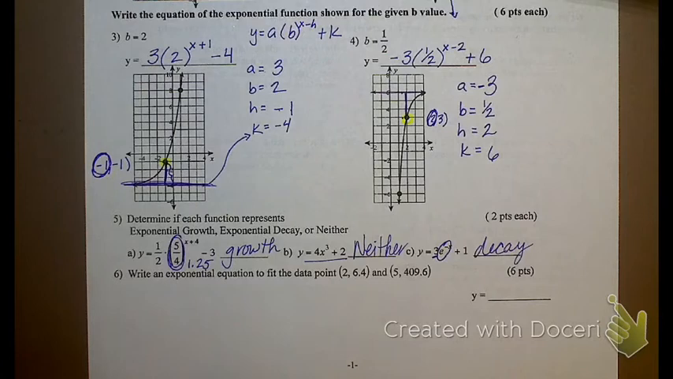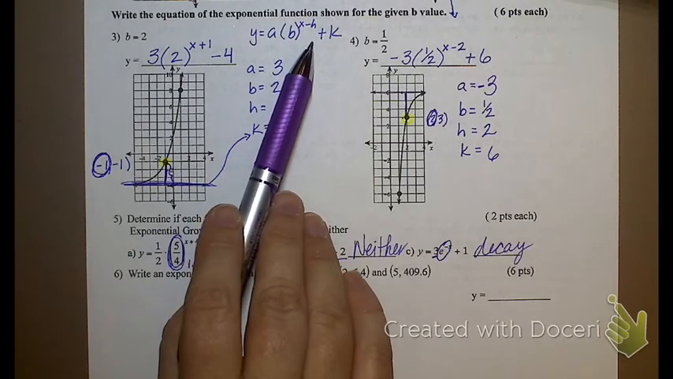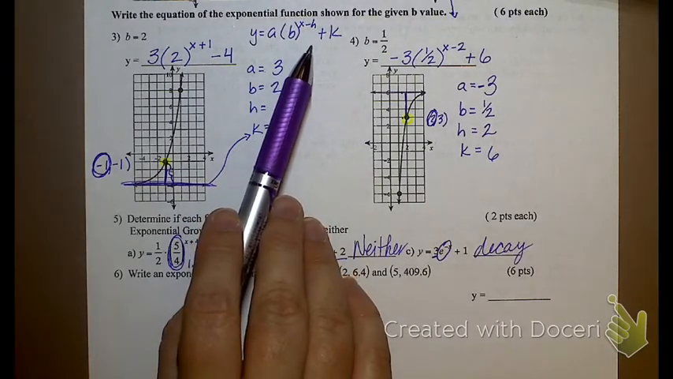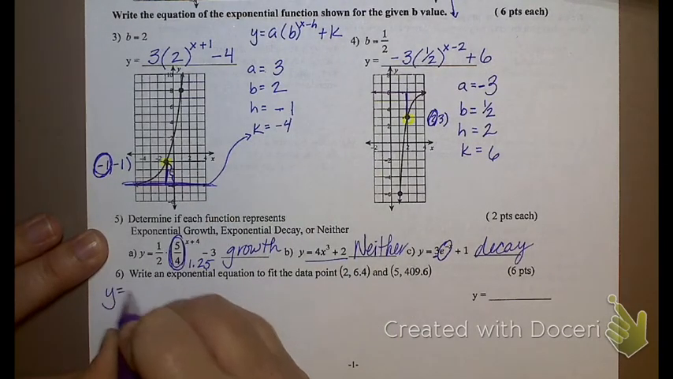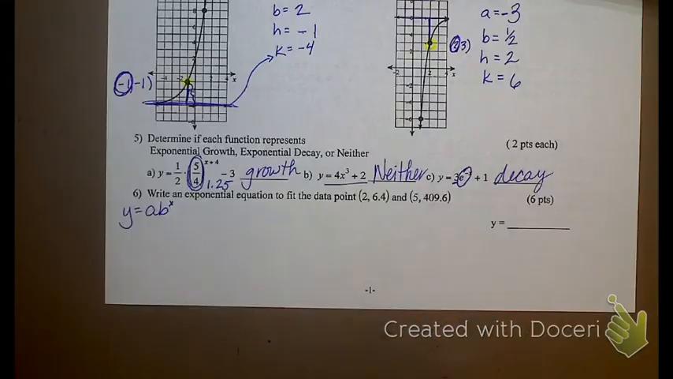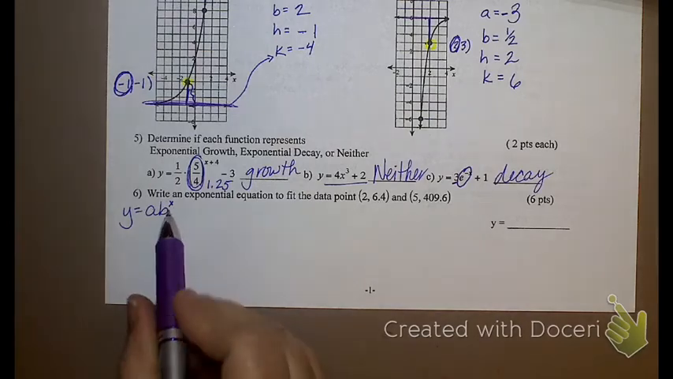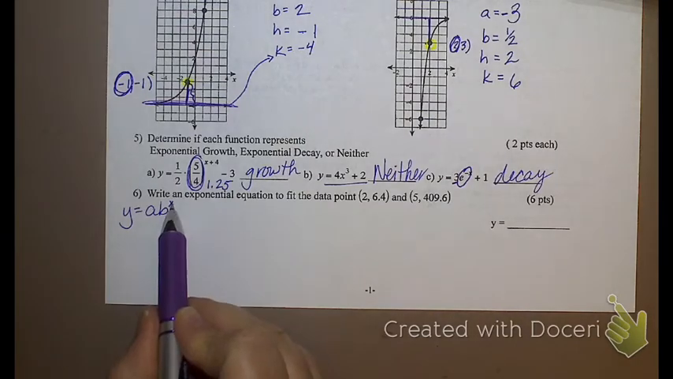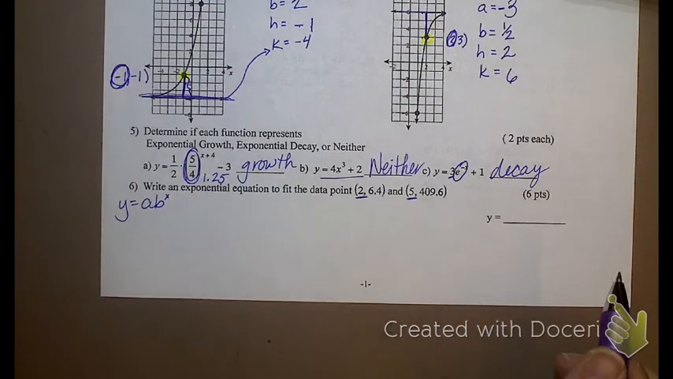All right. Number 6 also kind of needs a formula, if you will. But it's the exact same formula that you used up here, just take out the h and k. So we're talking about the formula y equals ab to the x, right? And if you remember when I solved these, the important thing was that the larger exponent was on top. Not the larger number, necessarily, but the larger exponent. So which one of these, the first point or the second point, gives the larger exponent?